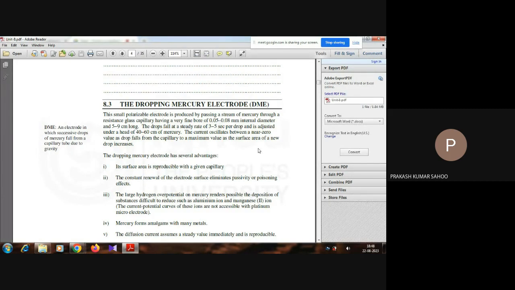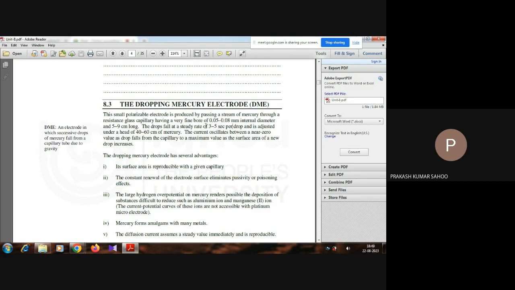and everything. It is a small polarizable electrode, which is produced by passing a stream of mercury through a resistance glass capillary. So the apparatus is a glass capillary through which a stream of mercury is passed, having a fine bore of 0.05 to 0.08 millimeter, and 5 to 9 centimeter long. It is a capillary tube.